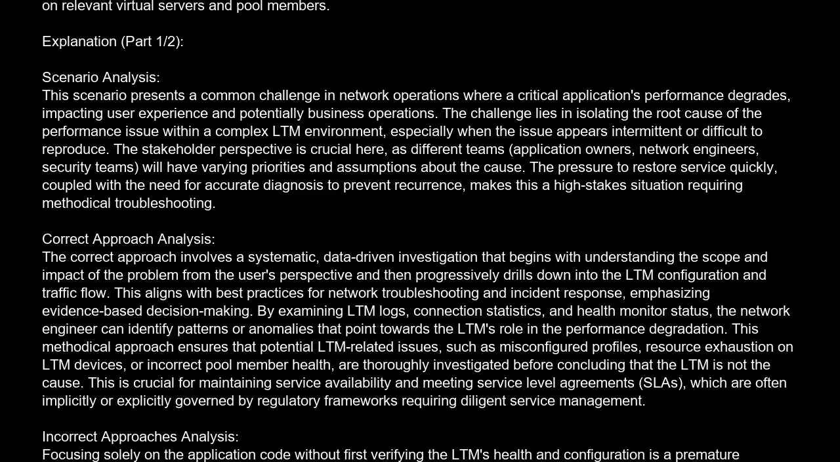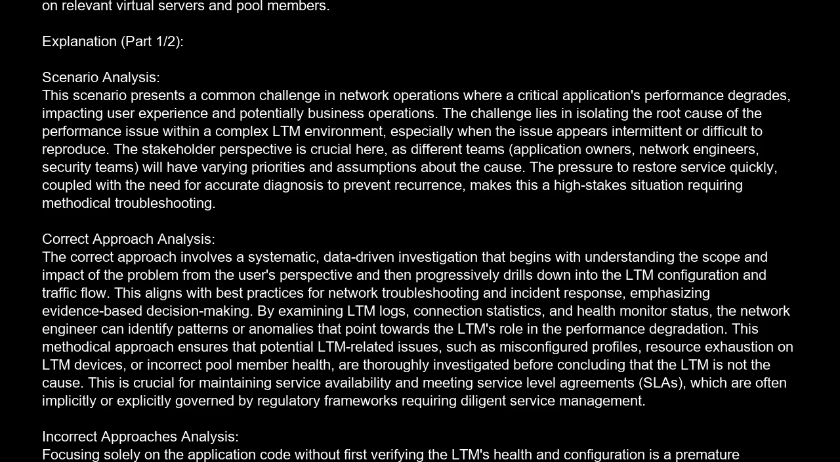Correct approach analysis. The correct approach involves a systematic, data-driven investigation that begins with understanding the scope and impact of the problem from the user's perspective, and then progressively drills down into the LTM configuration and traffic flow. This aligns with best practices for network troubleshooting and incident response, emphasizing evidence-based decision-making. By examining LTM logs, connection statistics, and health monitor status, the network engineer can identify patterns or anomalies that point towards the LTM's role in the performance degradation.